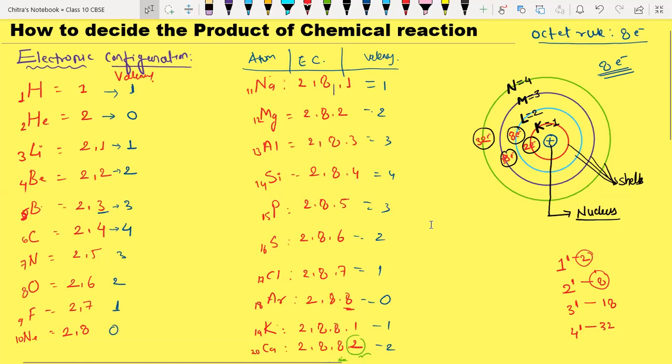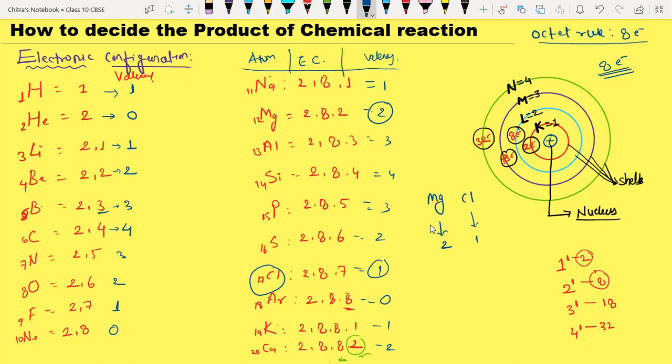So now, how will we decide the product? Suppose in the reactants we have magnesium and chlorine. We know magnesium has valency 2, so I am writing 2 here. And chlorine has valency 1, so I am writing 1 here. We have to just cross multiply. So we will require 2 chlorine and 1 magnesium. Magnesium is a metal, so it is electropositive in nature, and we have to write the electropositive element first. So I am writing Mg. Mg will require 1 only, but chlorine will require 2. So I am writing MgCl2. This is the product that we can decide by knowing their valency.